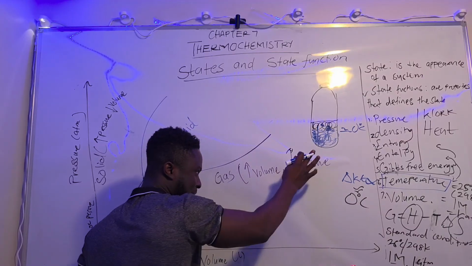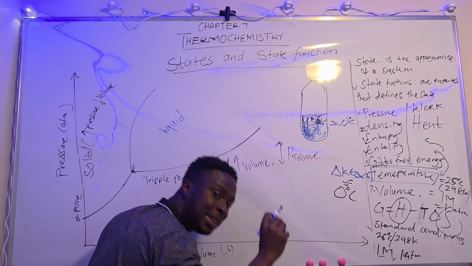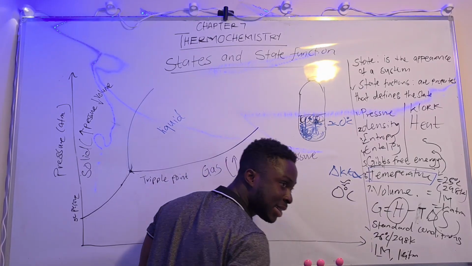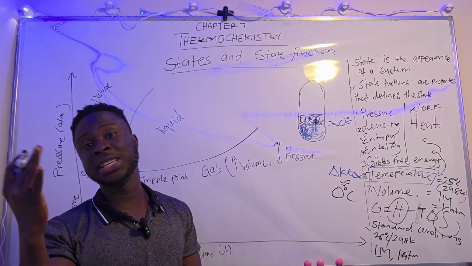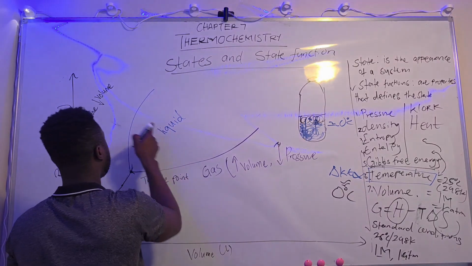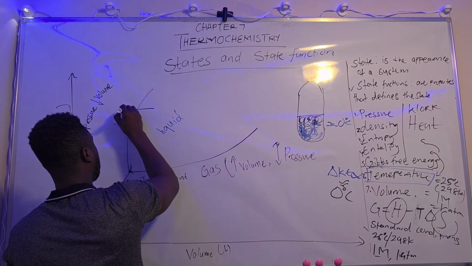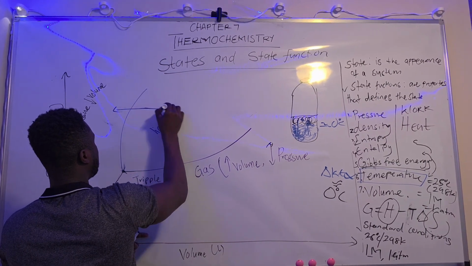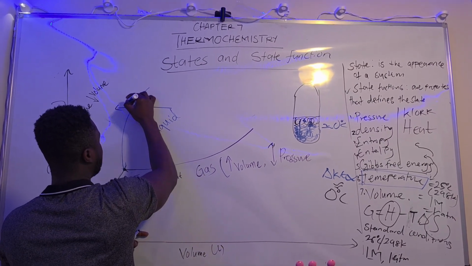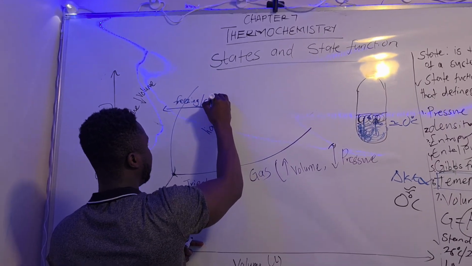Now the process of the water losing the heat to form ice is what we call either freezing or solidification. So if we are moving from liquid to solid over here, we call it freezing. So this arrow points here, we call it either freezing or solidification.